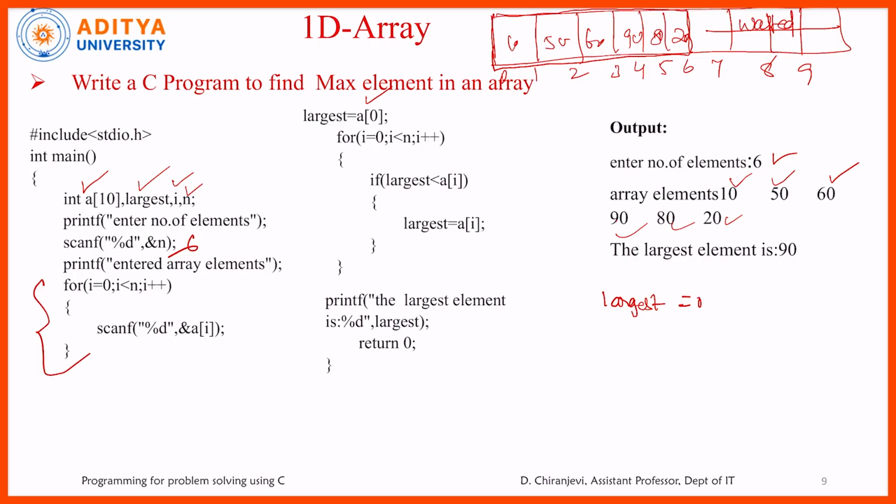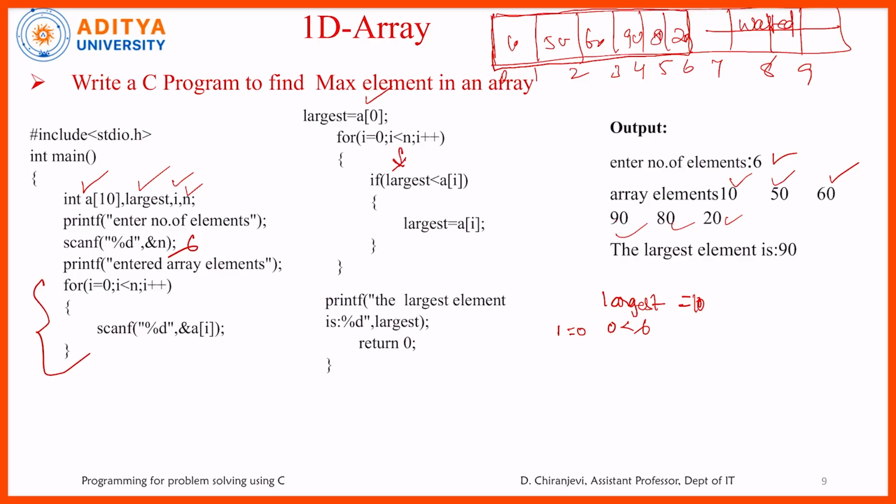So a of 0, how much? 10. So I am updating the largest value equal to 10 initially. Now after that, you need to check in that array which is the largest element. Now you are starting from the first index, I value 0. So 0 less than n, n is 6, which the user entered. So 0 less than 6, that is true. If this is true, control will come inside the for loop.